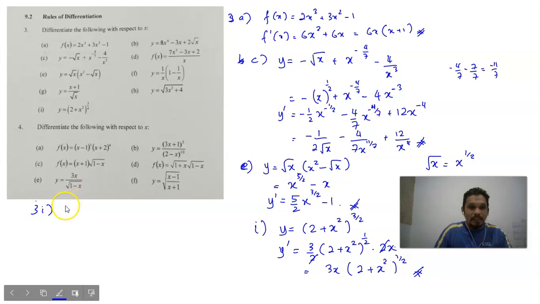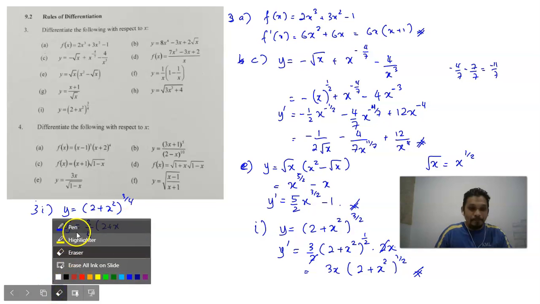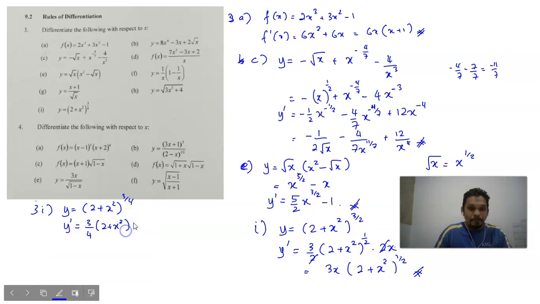Question number 3, which is y equal to (2 plus x squared) to the power of 3 over 4. Then y prime equals the derivative: the power outside, 3 over 4, then 2 plus x squared to the power of 3 over 4 minus 4 over 4, negative 1 over 4.